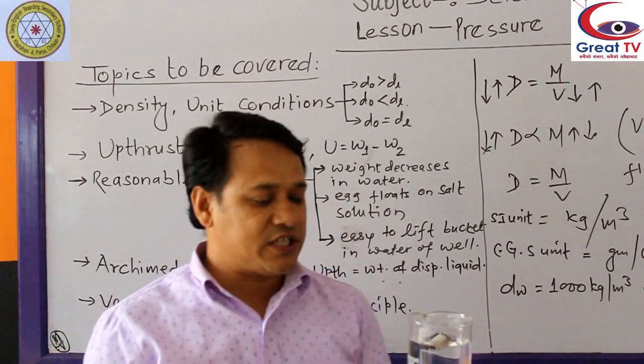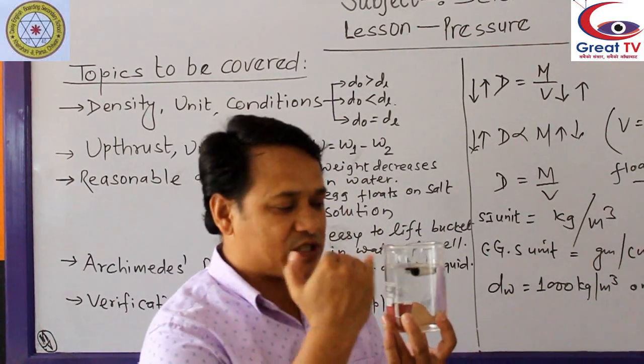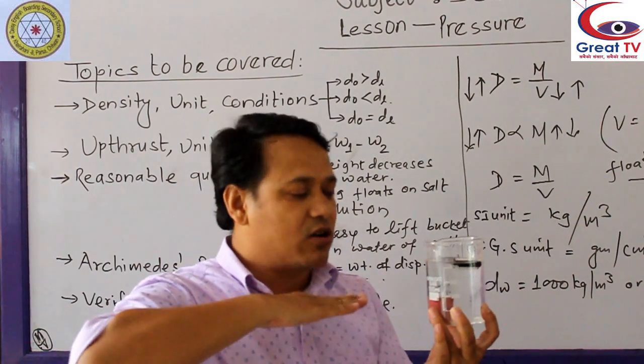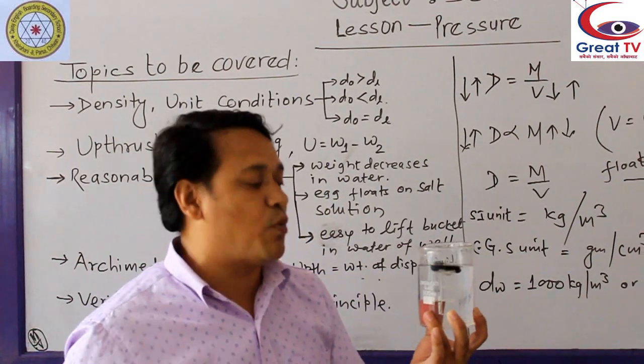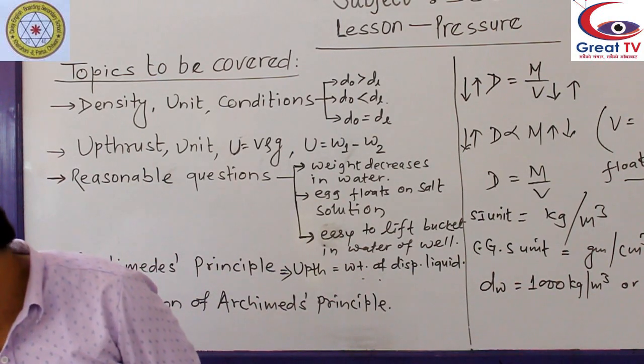But if the density of the object and the density of water are equal, then the upper surface of the water and the upper part of the object are at the same level, or equal position, we can find. So this is a density case.